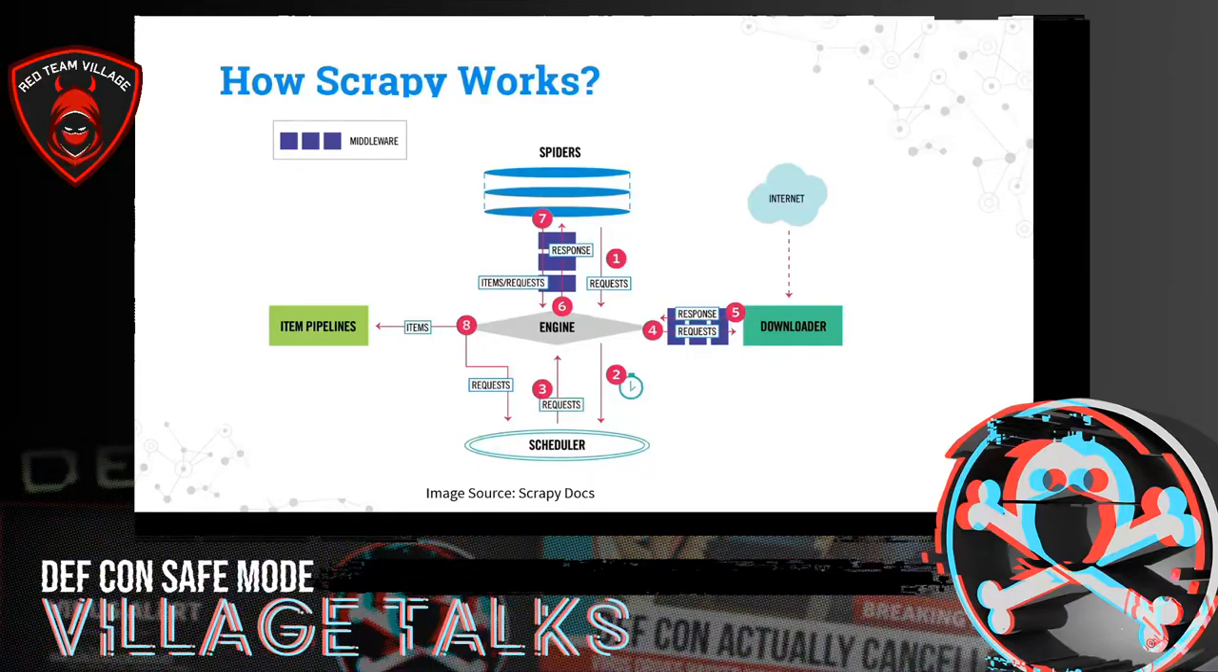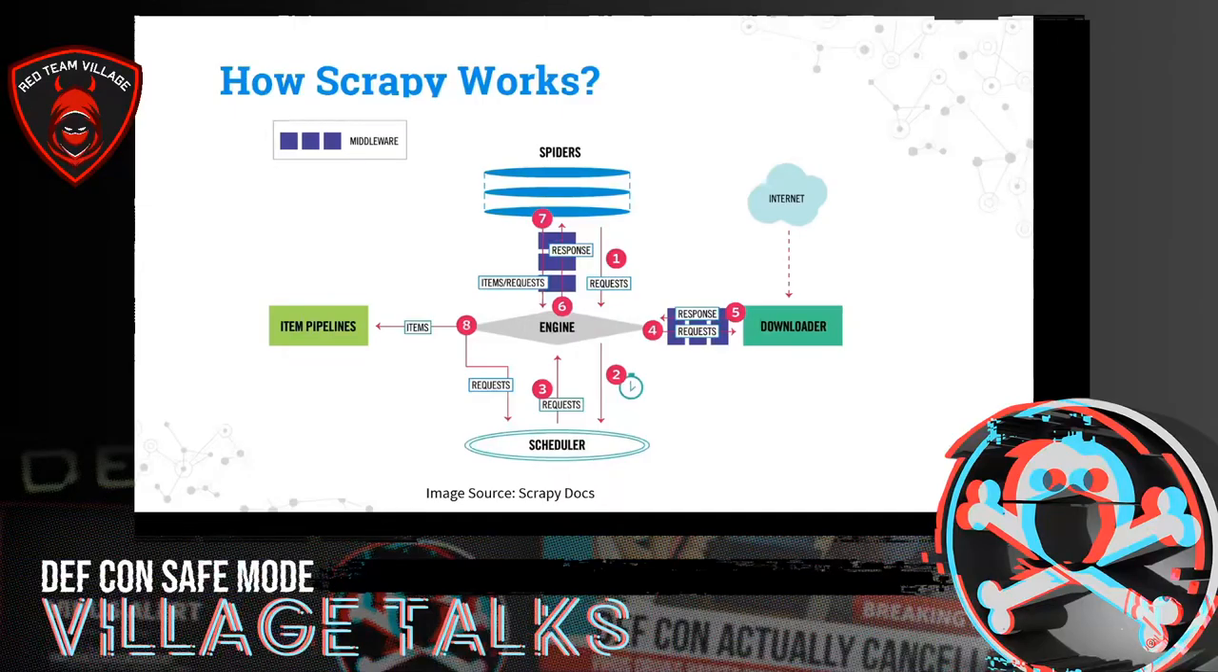Now your request or your traffic goes through this middleware program to the downloader. What the downloader does is a simple job: it extracts the HTML and gives it back to the engine. Now the engine gives it back to the spider.